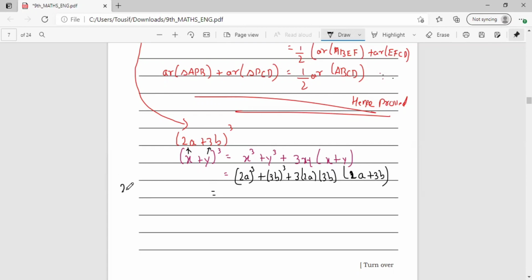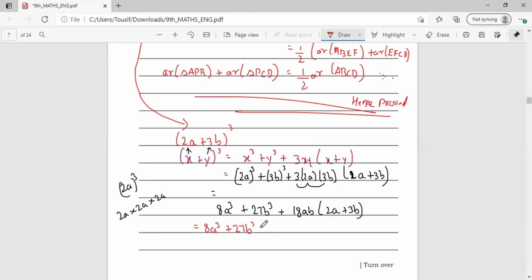2a whole cube. What are we going to get as the value? That is 2a into 2a into 2a. So 2 twos are 4, 4 twos are 8. So that is 8a cube plus, same thing with the second one, that is 3b whole cube. We're going to get the value as 27b cube plus the next, 3 twos are 6, 6 threes are 18ab of 2a plus 3b. So last step, that is 8a cube plus 27b cube.